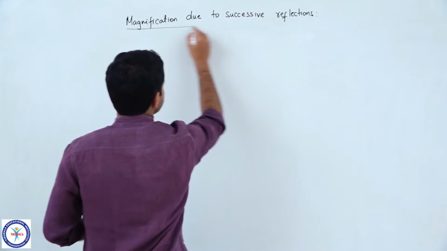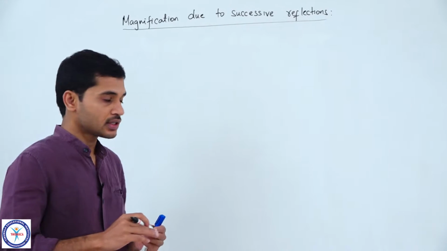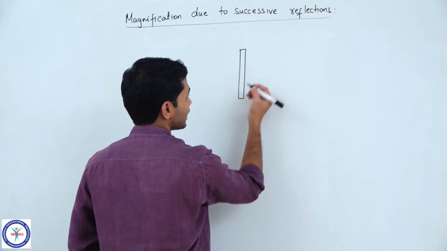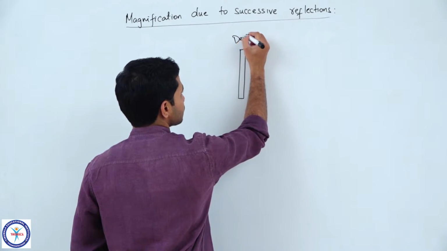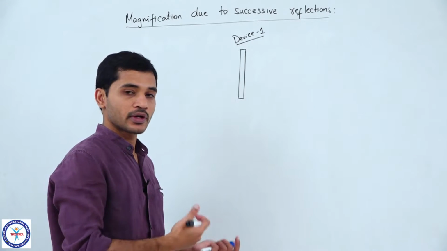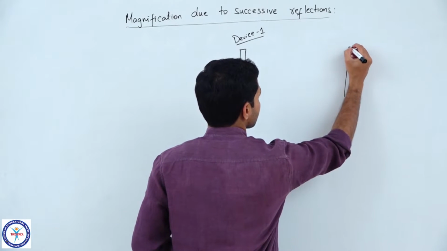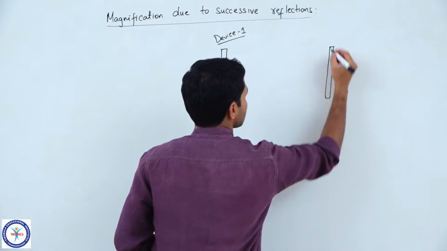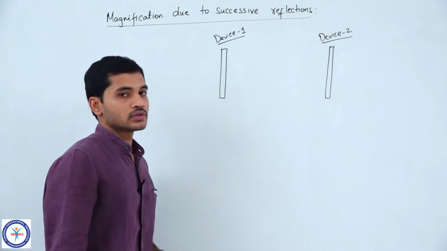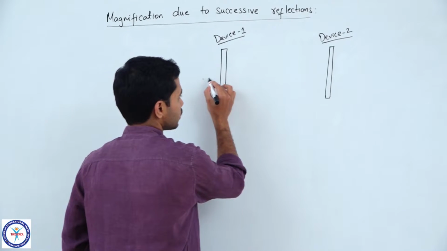Okay. Let us consider a scenario where there is an object and light gets reflected twice. I will just take a general case and represent it like this. This could be any device. So, this is device 1, let us say. It could be a plane mirror, a convex mirror or a concave mirror. Let us consider one more device in this manner, device 2. So, these are two reflecting devices. Now, there is an object placed in between these two.